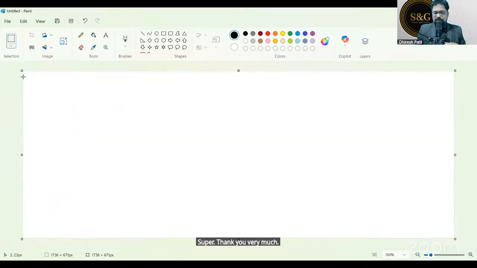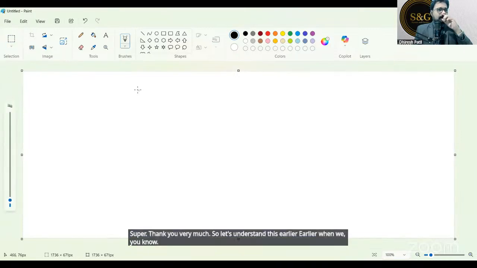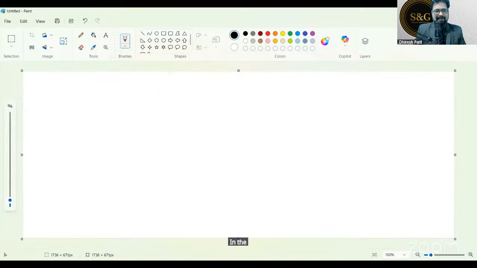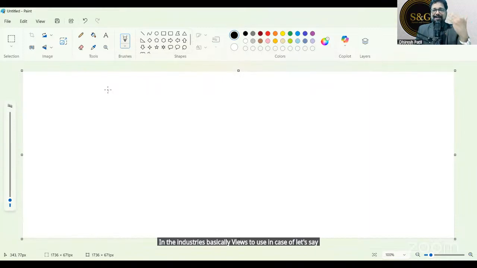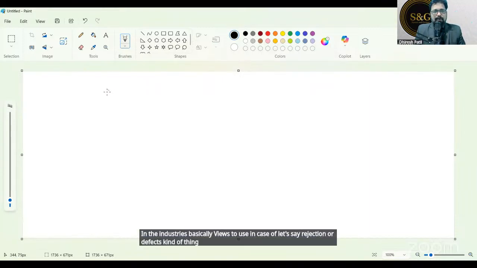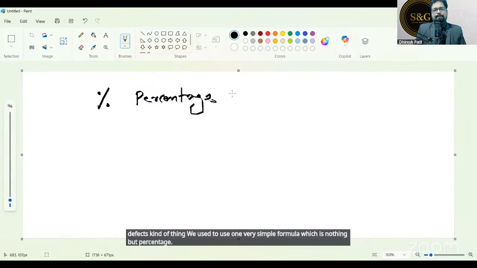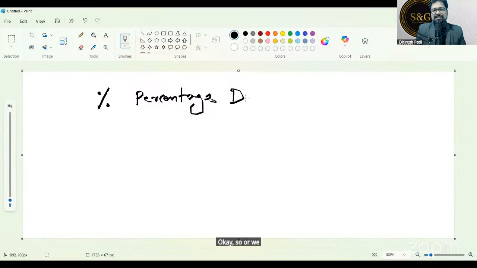So let's understand this. Earlier in the industries, in case of rejection or defects, we used to use one very simple formula, which is nothing but percentage, or we can say percentage defective.